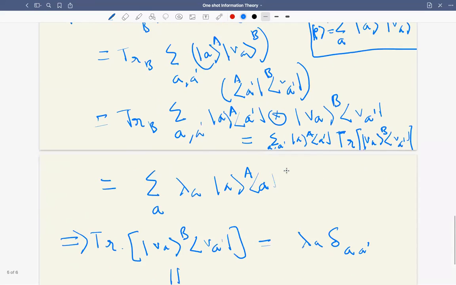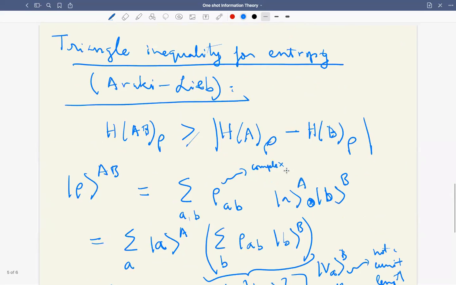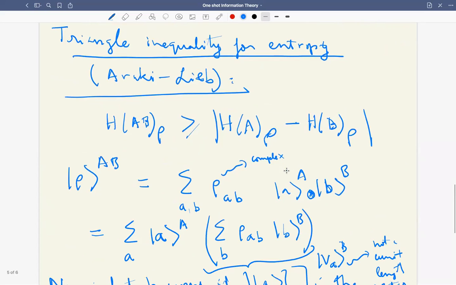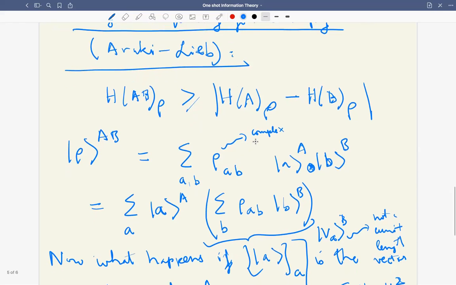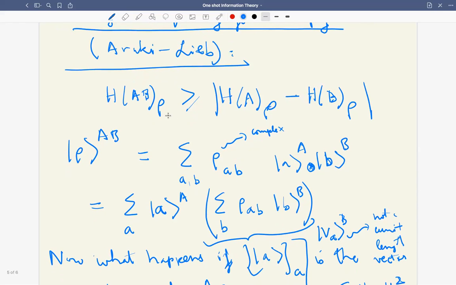Last time we were looking at the triangle inequality for entropy, also called the Araki-Lieb inequality: the entropy of AB under a joint state rho AB is greater than or equal to the absolute value of HA minus HB. So it's greater than or equal to HA minus HB or HB minus HA, whichever is larger. And we saw an illustration of this when the joint state rho AB is pure.